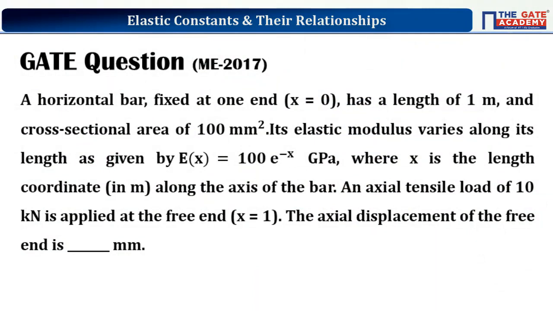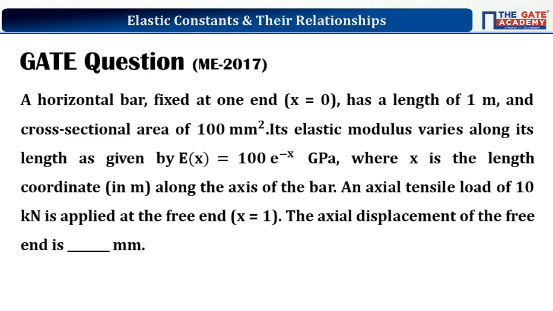Okay, so this question is easy. The only confusion will be in terms of calculations. Kindly be careful and get the answer correctly, as a slight calculation mistake can change it. You will understand based upon my calculation here. Kindly note: a horizontal bar fixed at one end, x is equal to 0, has a length of 1 meter. It is fixed at one end and has a length of 1 meter.